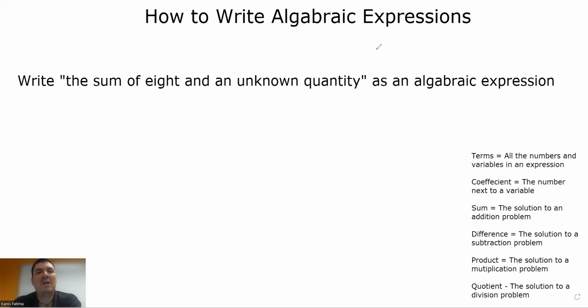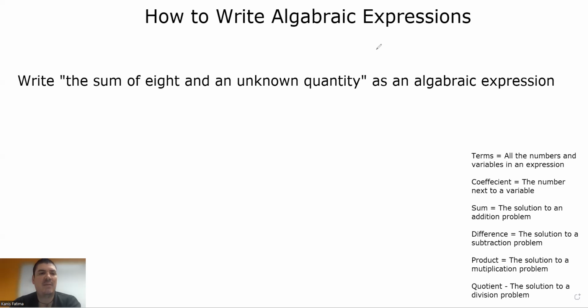Hello, class. Today we're going to learn how to write algebraic expressions. Now, before we start writing our expressions, you need to review and be familiar with all the different algebraic vocabulary, such as terms, coefficient, sum, difference, product, and quotient. Now, after you've familiarized yourself with these different terms, we can start trying to write our algebraic expressions.